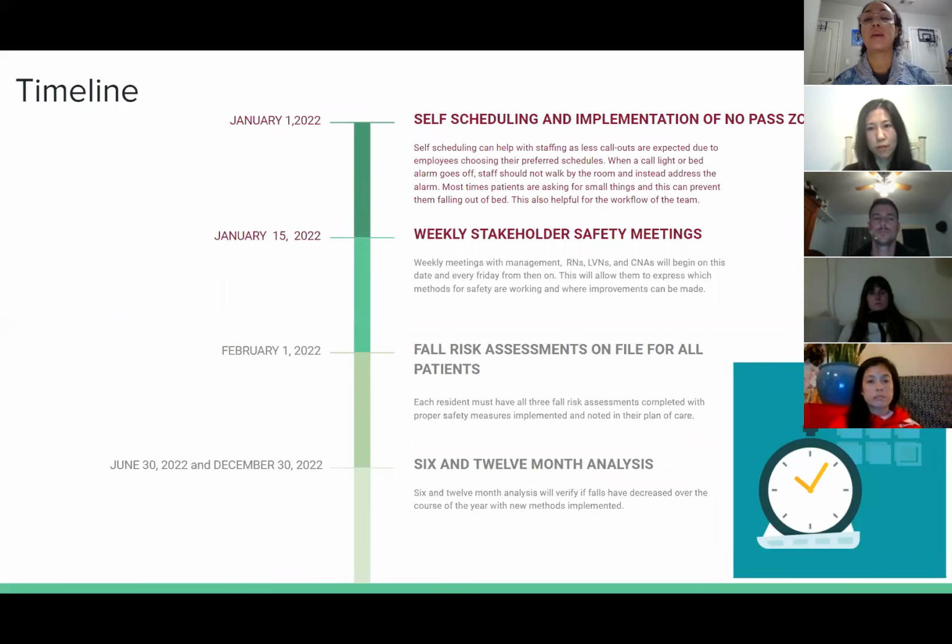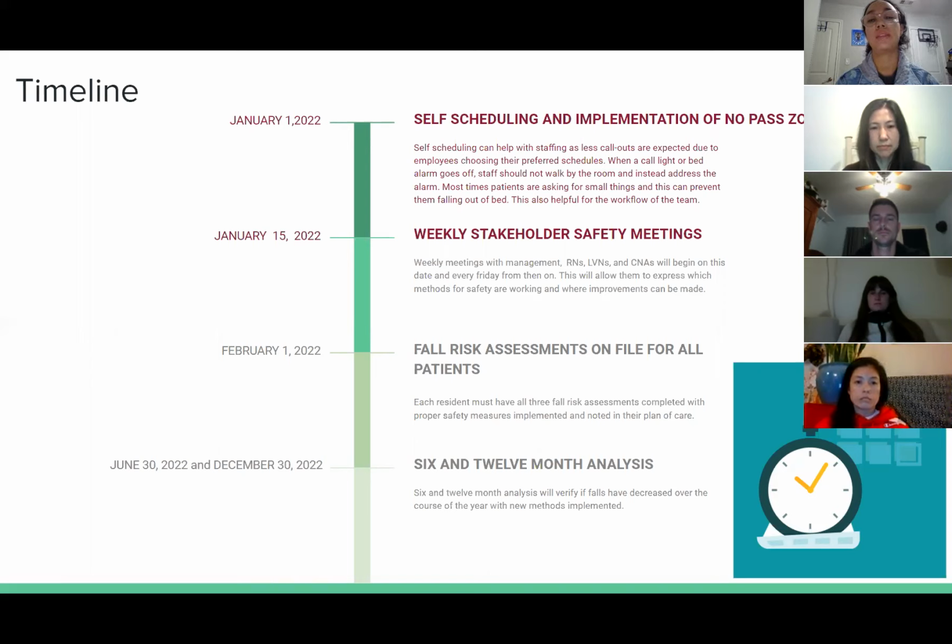So the timeline that we created, by January 1st, we want to have self-scheduling and implementation of a no pass zone happening. So self-scheduling can help with staff not calling out as much. The no pass zone, whenever somebody sees a call light, they can't walk by it. They just have to check in. Sometimes it's like, oh, can you just pick this up for me? And if it's more than that, you let the patient know, or the resident know, that someone's on their way to come and help.